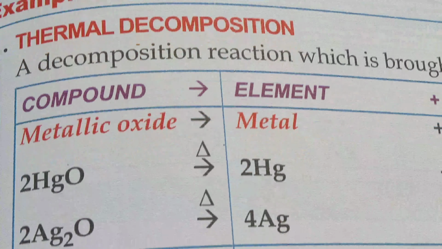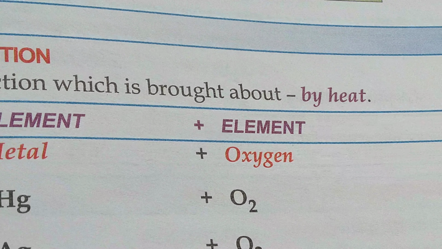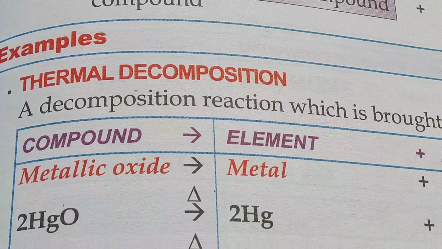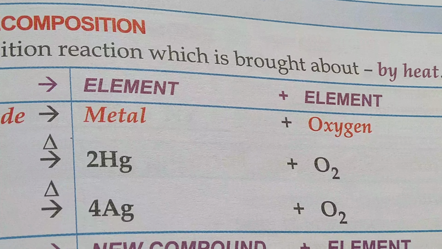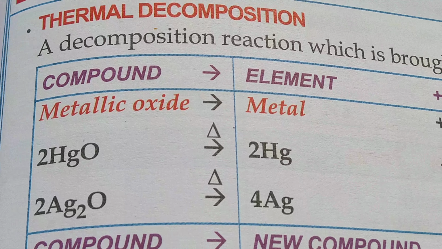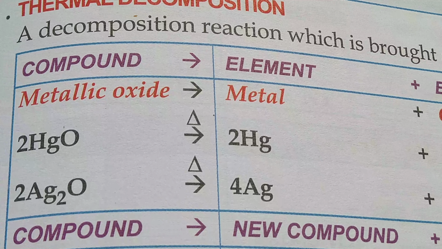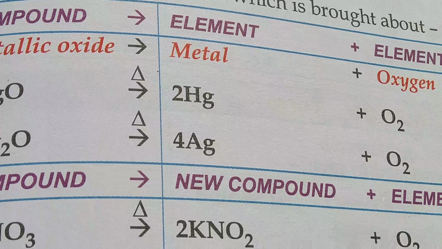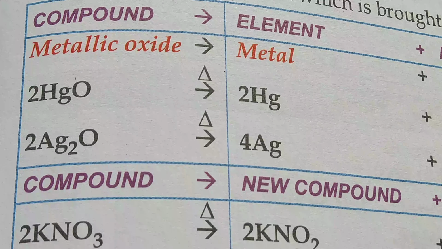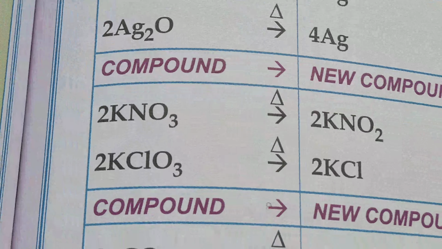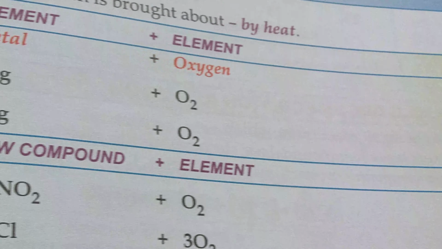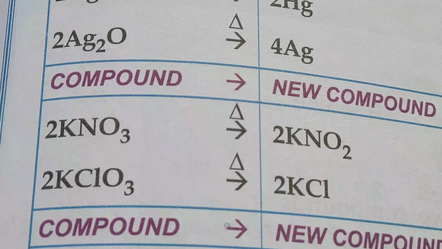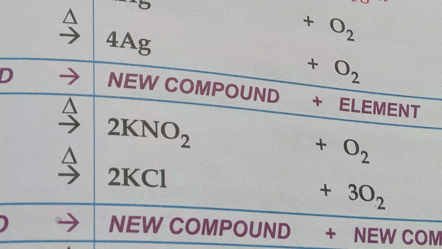Some examples are here. Thermal decomposition: a decomposition reaction which is brought about by heat. So basically, there are some conditions which affect the decomposition reaction. In thermal decomposition, heat is necessary. Like a metallic oxide, if we give heat, it decomposes and turns into metal plus oxygen. Same way mercury oxide, if we give heat, turns into mercury plus oxygen. Same way silver oxide, if we give heat, breaks down into silver plus oxygen. Same way, a compound forms a new compound plus element. Suppose potassium nitrate, if we provide heat, turns into potassium nitrite plus oxygen. Same way potassium chlorate, if we give heat, turns into potassium chloride plus oxygen.